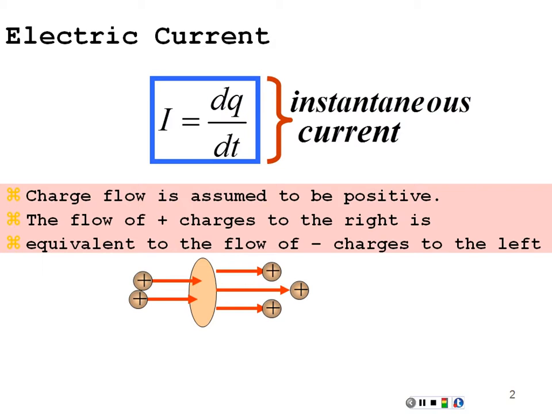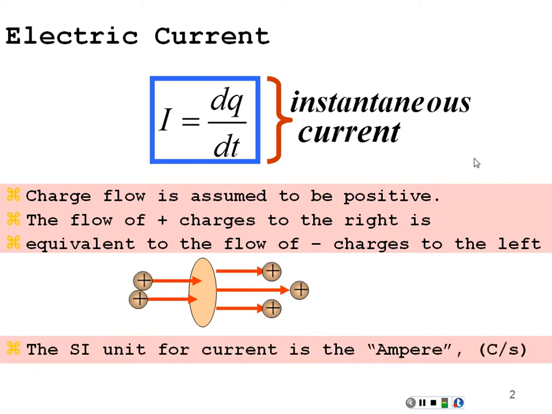The only time it would bother us is if we were doing an investigation into the Hall effect, which actually helps us determine what the charge carriers are. But we're not going to worry about that right now. We're just doing circuit analysis. We're going to assume positive charges moving in a positive direction. The SI unit for current is the ampere, which is a coulomb per second.